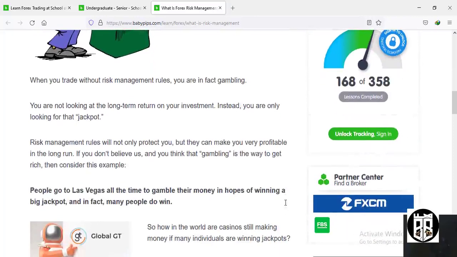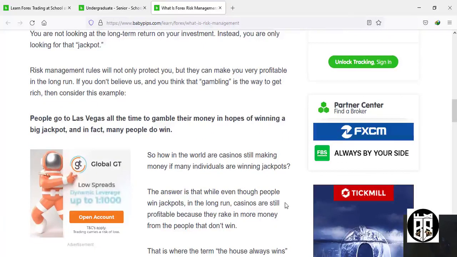So when you take a trade without risk management rules, you are gambling. Just like those who go to the casino, they go there with hopes of winning money. And of course, some people do make money, but the majority of the people who don't make money are the reasons why the casinos are always rich. Like Bob might win a jackpot, but what about the other people who don't win jackpots? That's why they say the casinos always win.